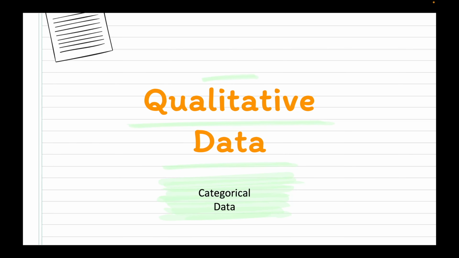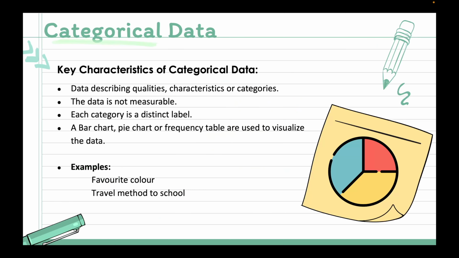Let's take a closer look at qualitative data, which can also be called categorical data. As the name suggests, it's going to talk about the various categories included in data. These are the key characteristics of categorical data. Data that is describing qualities, characteristics, or categories. It's not measurable. It can be represented using a bar chart, pie chart, or a frequency table. For examples, favorite color, travel method to school, flavors of ice cream, and so on.